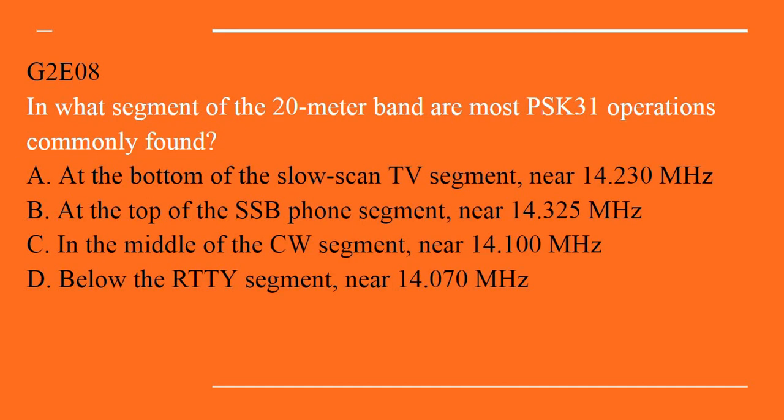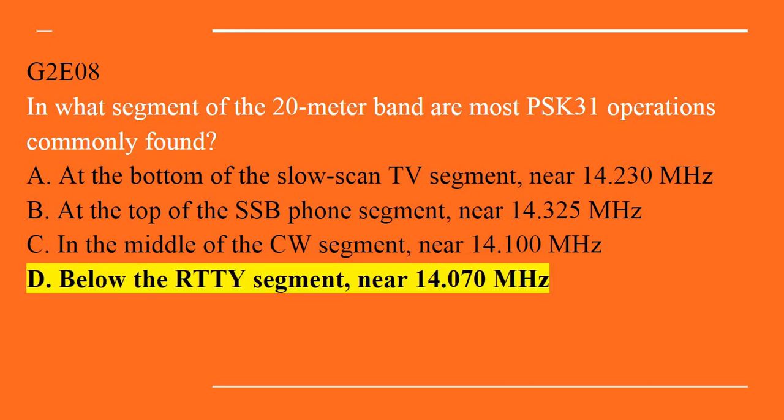G2E08, in what segment of the 20 meter band are most PSK31 operations commonly found? A. At the bottom of the slow scan TV segment near 14.230 MHz. B. At the top of the SSB phone segment near 14.325 MHz. C. In the middle of the CW segment near 14.100 MHz. Or D. Below the RTTY segment near 14.070 MHz. Correct answer is D. Below the RTTY segment near 14.070 MHz.